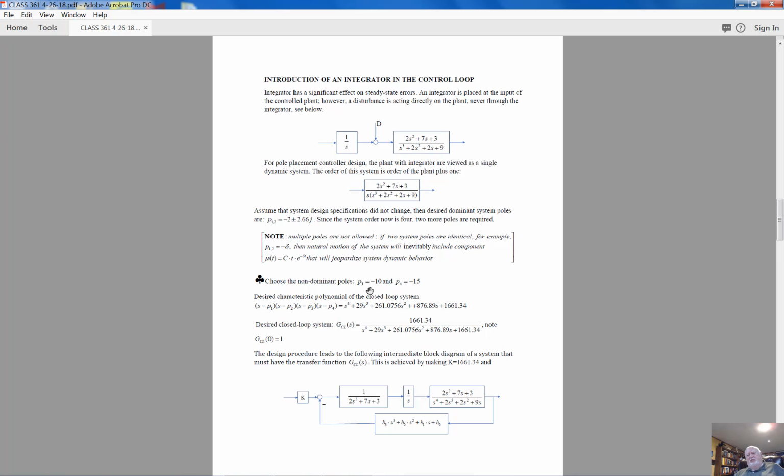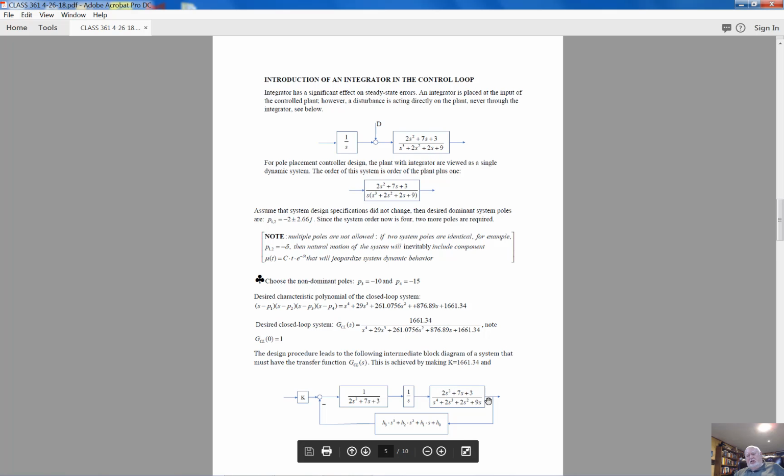So what I did in my study, I chose -10 and -15. Then I built the new characteristic polynomial, and then I built the new desired closed loop system transfer function for the reference input. And I still made sure that if I replace s by 0 in this expression, I will get 1. This is important.